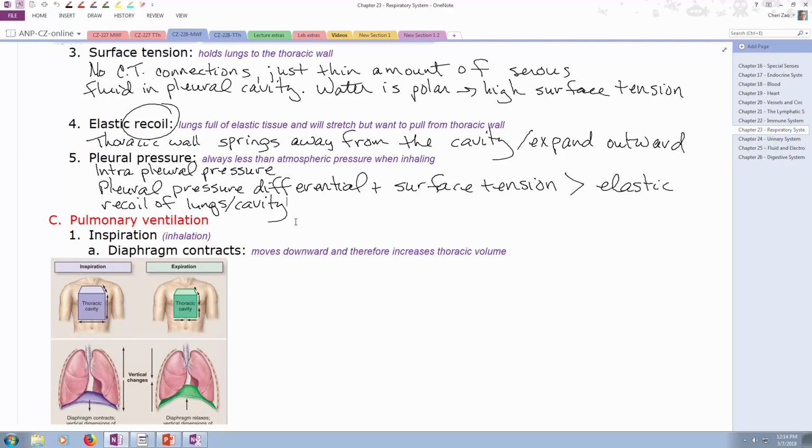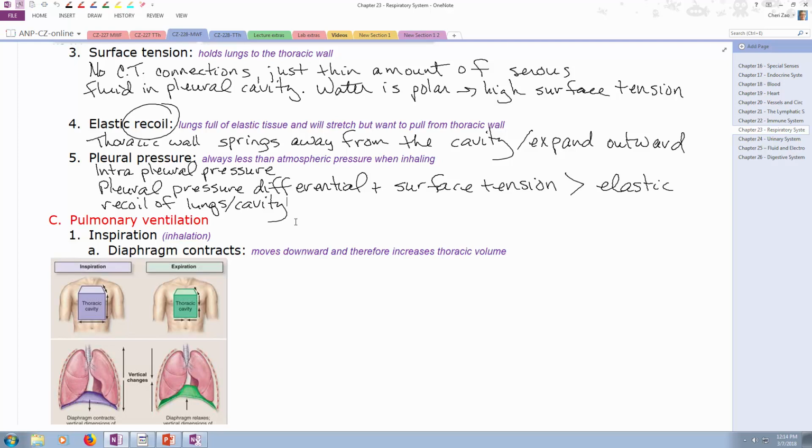What do you think would happen if we actually decreased surface tension? You can do that by putting in a detergent, a soapy material. What would happen? It wouldn't stick to the wall, so then that also would cause the lung collapse. So there's surface tension, and that negative pressure is very important to keeping the lungs properly expanded.